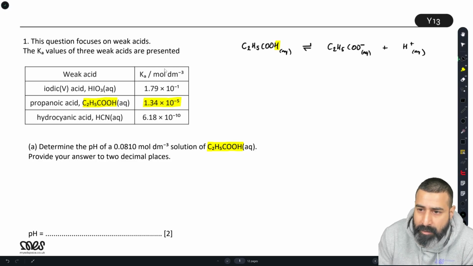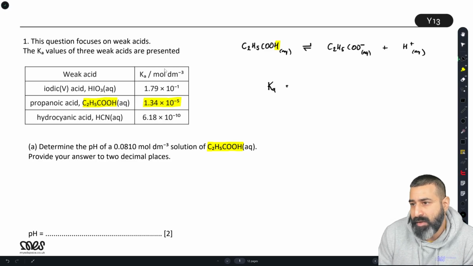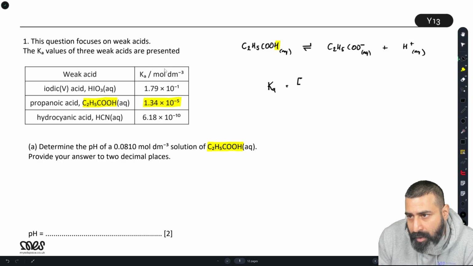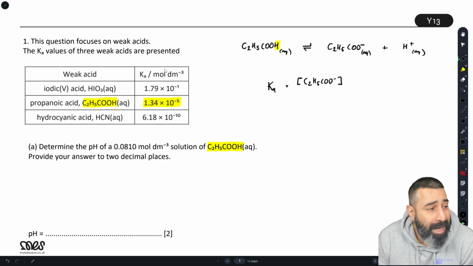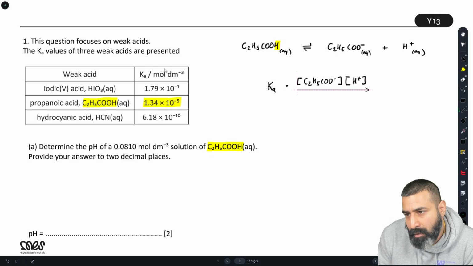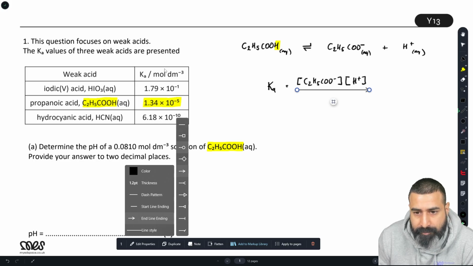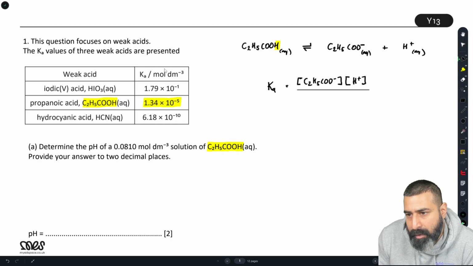Well, let's write out an expression for Ka, the acid dissociation constant. Now, this is going to be the concentration of the products. So the concentration of the propanoate ion multiplied by the concentration of the H plus ions all over the concentration of the acid. Okay, so all over the concentration of propanoic acid that we start with.